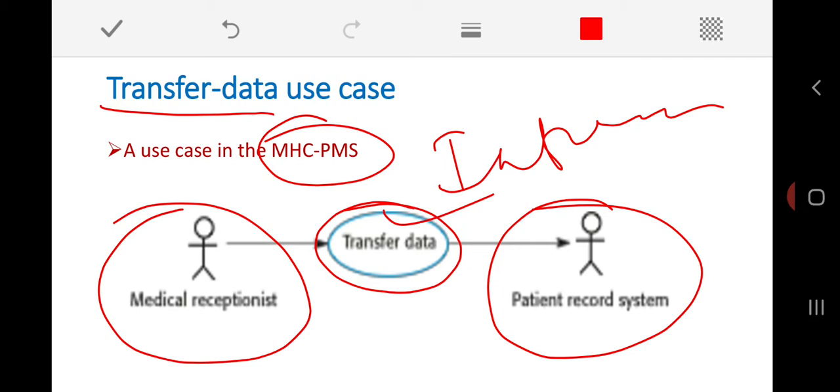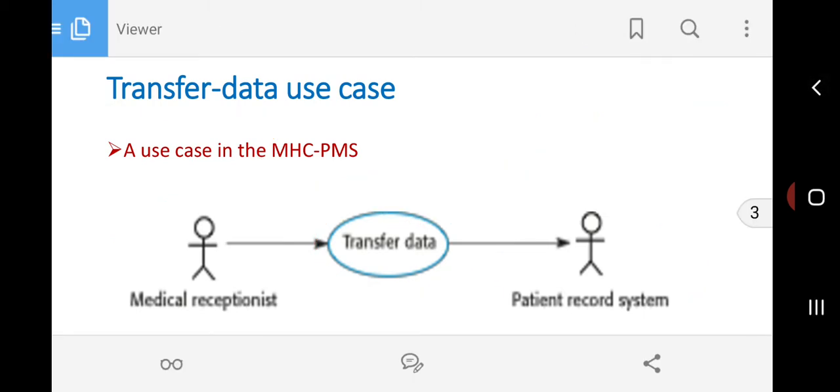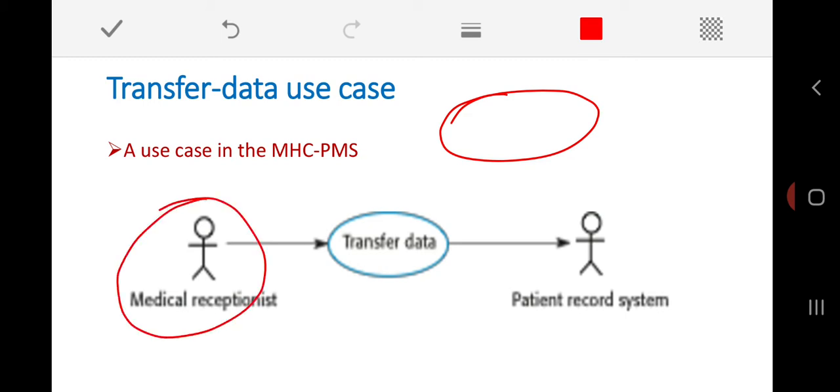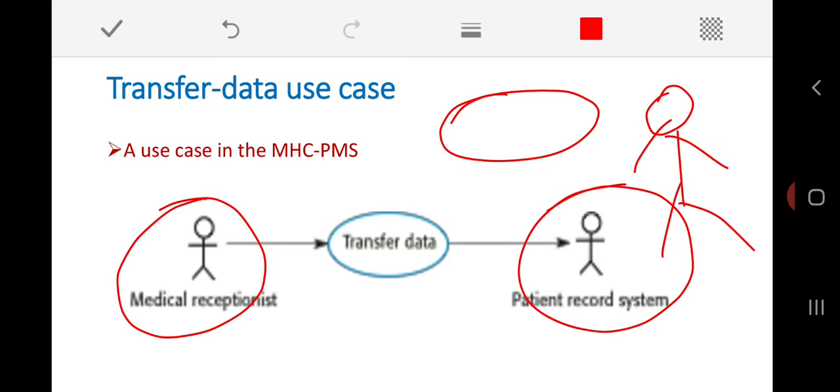The name of the interaction here is Transfer data. Just look at the notations that we are using to draw the use case diagram. Interactions are represented by an oval shape, and the actors are always represented by a stick figure. So this is how normally we draw the use case.